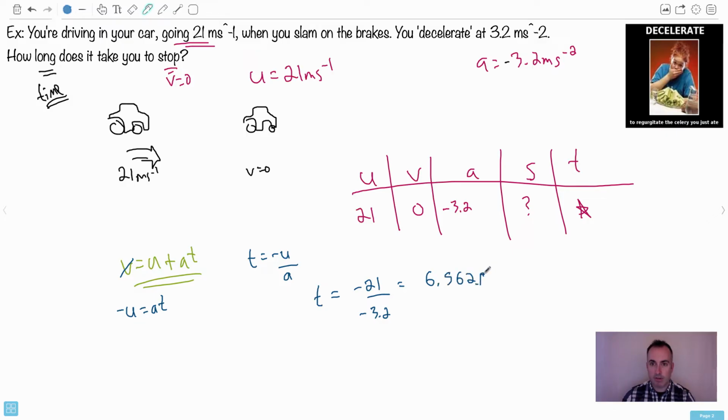What kind of digits should I be using? Do you notice I have two numbers here to represent this and two numbers to represent this? So I have to do the same. So I will state then that my time is going to be 6 point, in this case I'll round 1 after. So it'll be 6.6 seconds. See? We can solve.